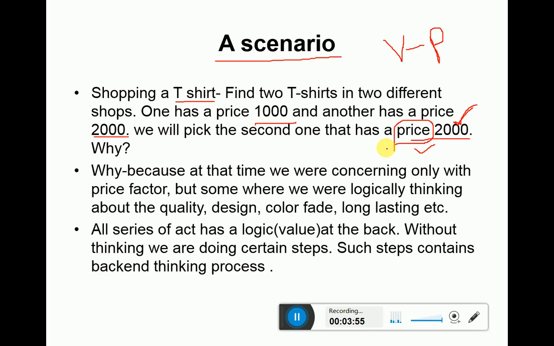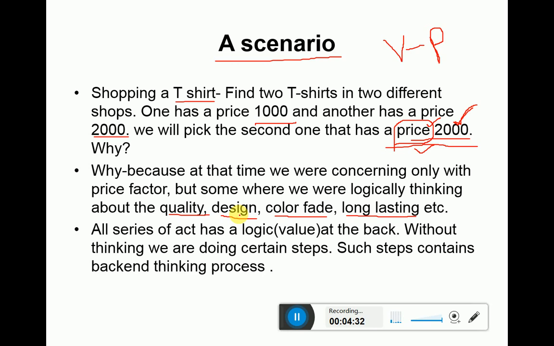So it doesn't mean that I concentrated only on the price. At the back end, I gave value to some more factors rather than price. Those more factors can be the quality of the shirt. It can be the design of the shirt. It can be the color fade of the shirt, the long lasting, the fashion oriented, for example, different things. For these reasons, at that stage I gave importance and preference to them.